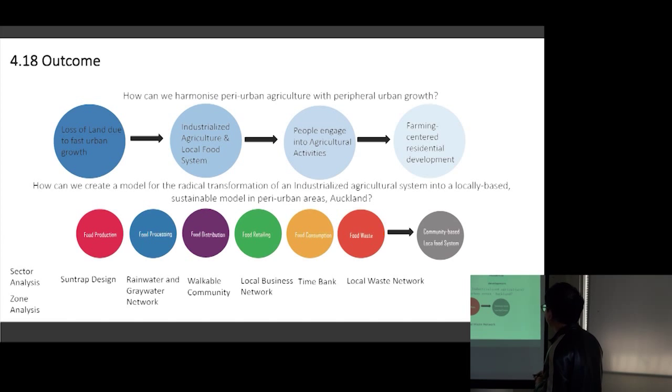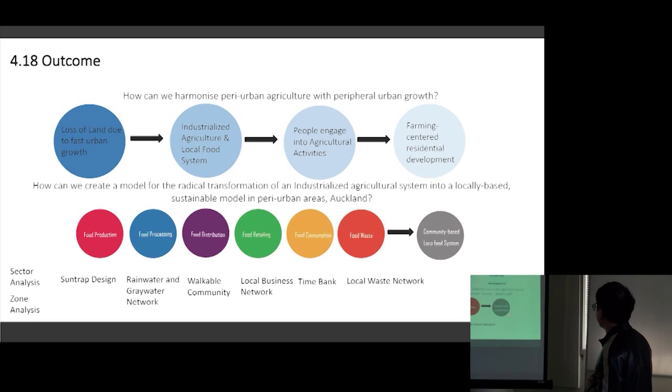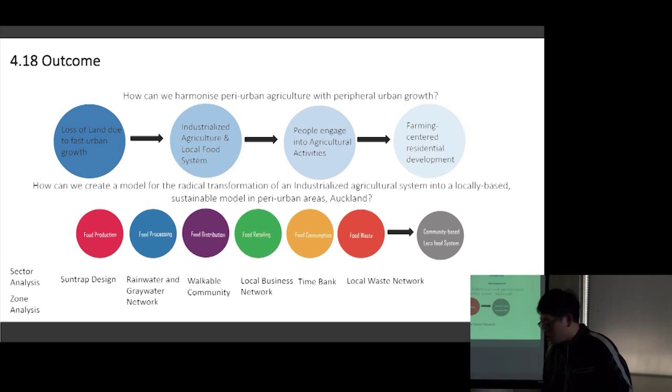So this is the whole process of community food production. So we use permaculture. In permaculture, we have sector analysis, do analysis to support all processes of the local food system. So that's my way too. So finally, we build a community-based local food system to solve this problem, to protect our farmland. Thank you.